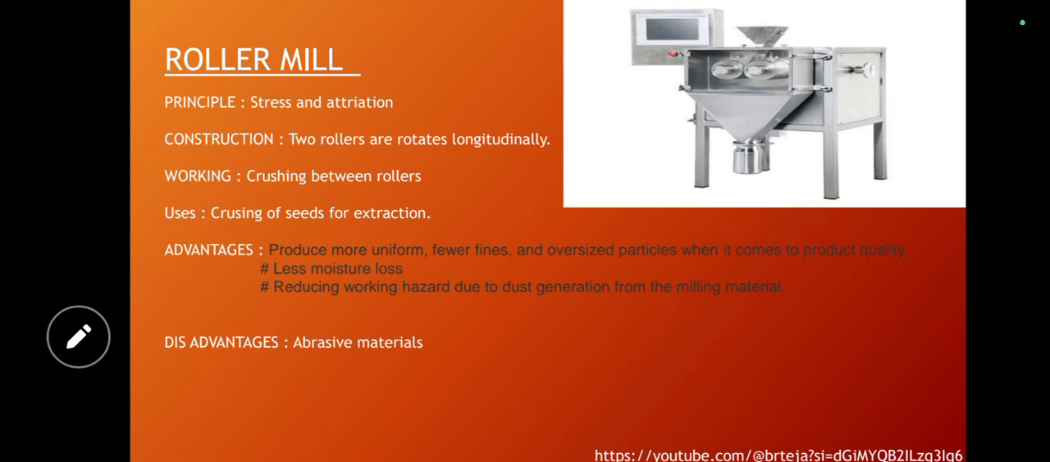Roller mill advantages: it produces more uniform fibers, fines and oversized particles when it comes to product quality, with less moisture loss, and it reduces working hazard due to dust generation from the milling material. Next, disadvantages: it cannot be used for abrasive materials.